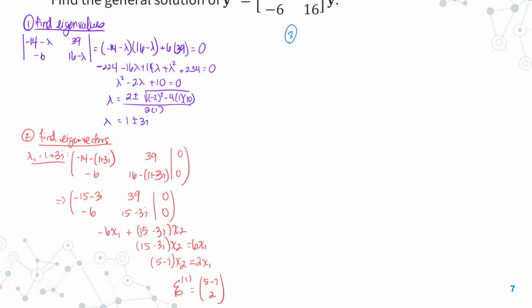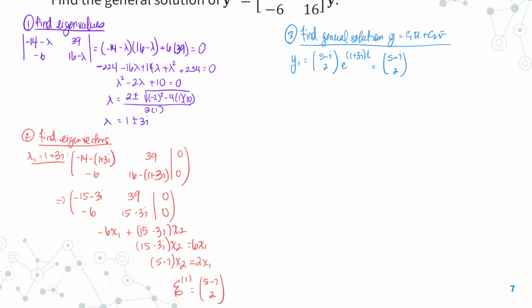And then we have to find our general solution, right? Which is our y is equal to C1u plus C2v. All right, then let's take y1. Our first solution then is 5 minus i, 2, e to the 1 plus 3i times t, which we'll rewrite into 5 minus i and 2, and this will be e to the t again, and now it'll be cosine 3t plus i sine 3t.